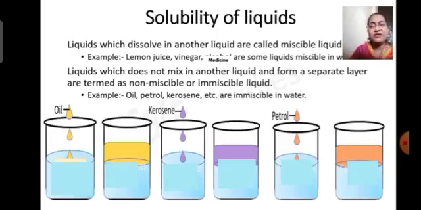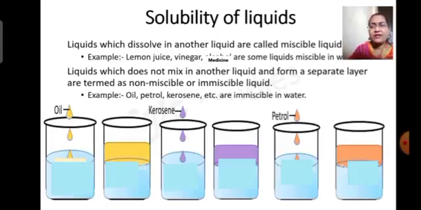Vinegar and liquid medicines are examples of miscible liquids. Next, liquids which do not mix in another liquid and form a separate layer are termed non-miscible liquids or immiscible liquids. For example, if you take water and add a few drops of oil, you will see that after stirring the solution, oil does not get dissolved in the water. It floats on water, or we can say that it forms a separate layer on the water. So, the solution formed after mixing of water and oil is an immiscible solution.